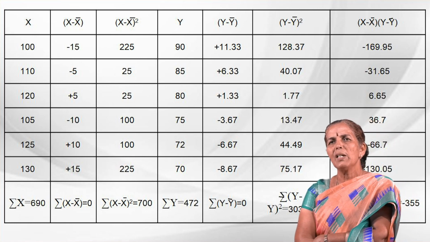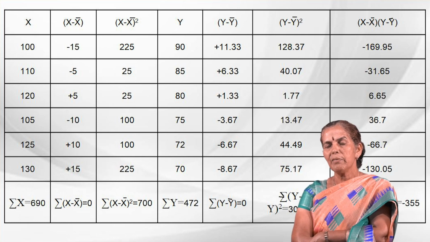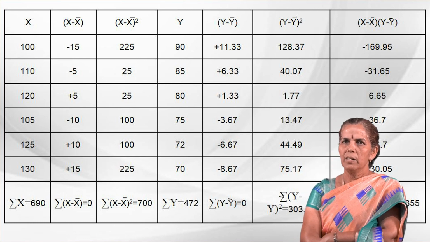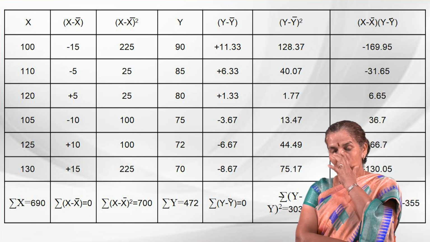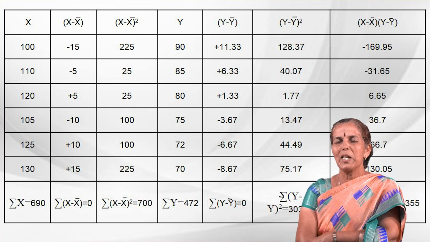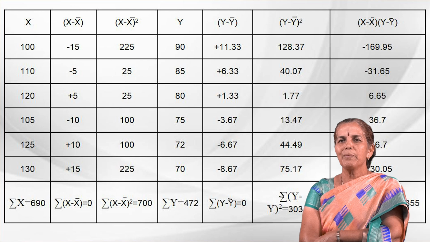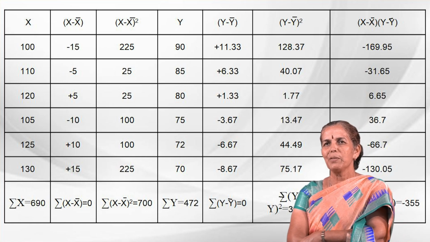After finding the mean value, we have to take the deviation of each x value from the mean. As we found the mean value, we take the deviation, so we are taking x minus x bar. So minus 15, minus 5, plus 5, minus 10, plus 10, 15.